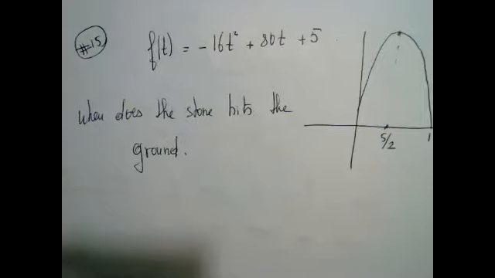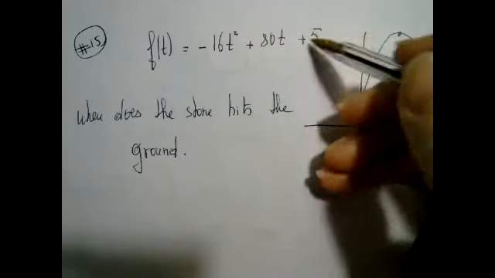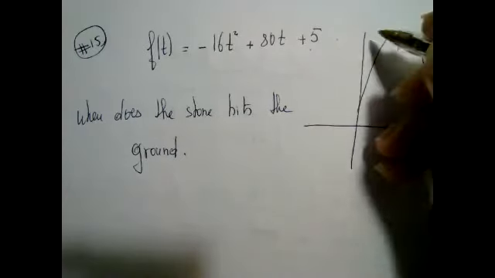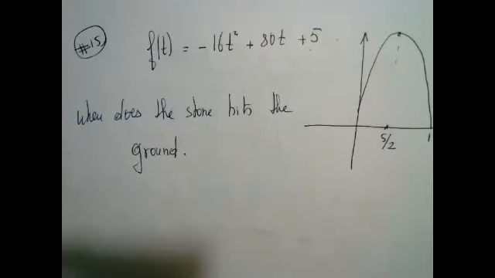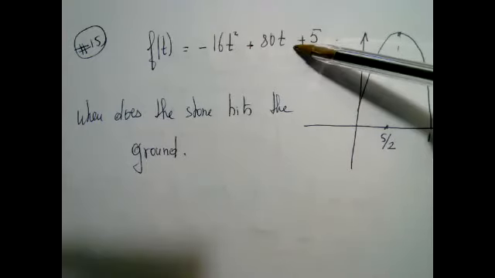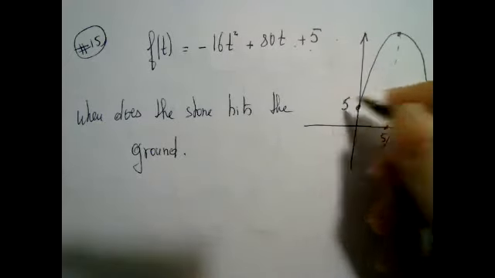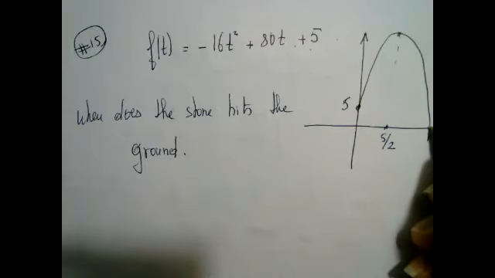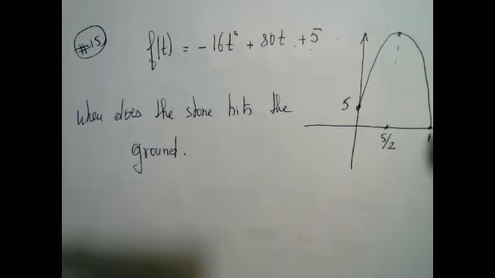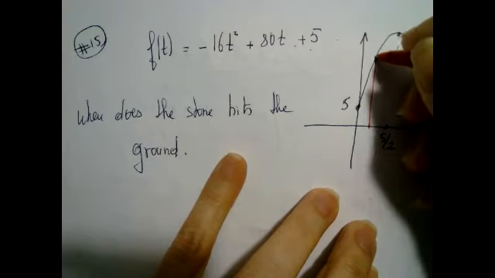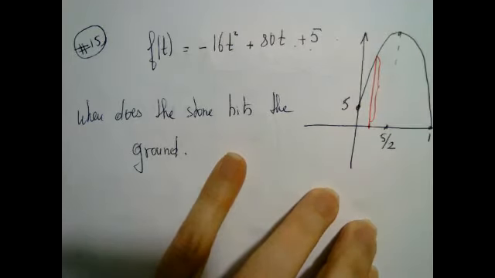A very natural question. You throw it. Physics tells me that's the height at every moment in time, one of the very famous formulas from physics. You start at 5 feet. When does it hit the ground? f of t is the height above the ground. So whatever t is, this is how high we are above the ground. That's really what this function is.